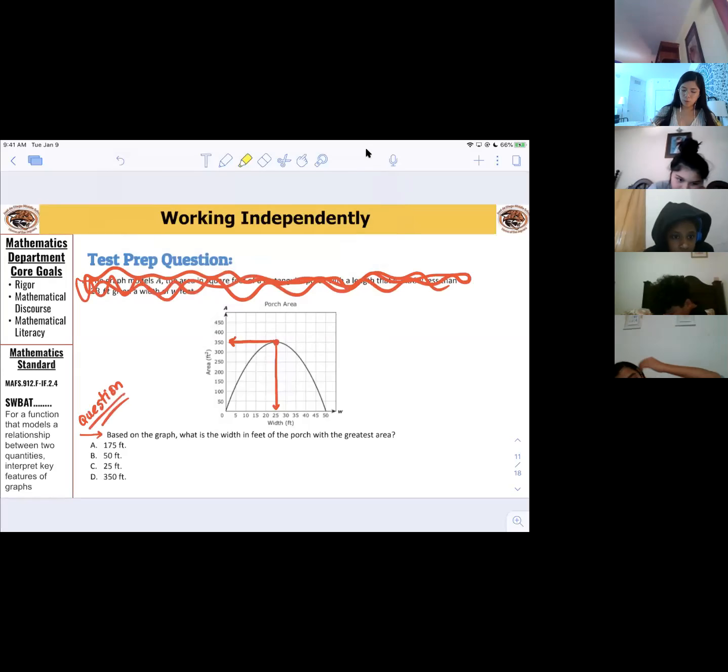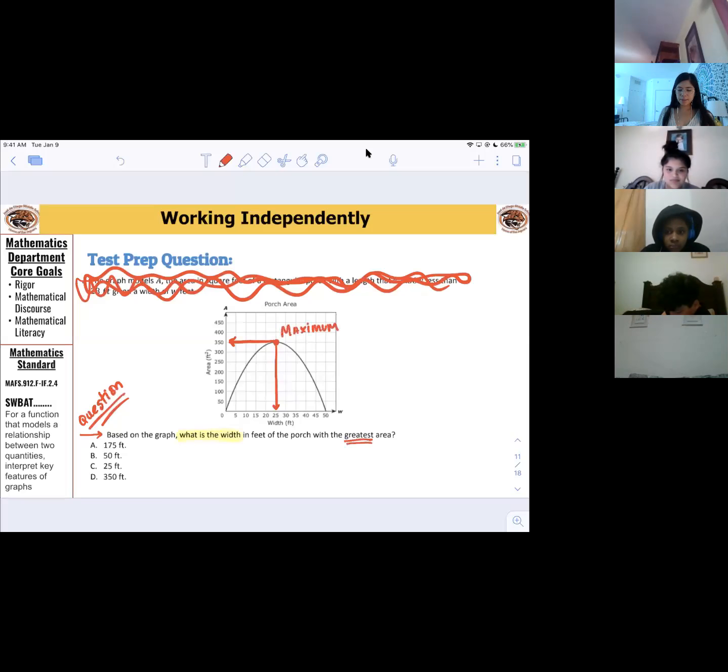What is the width? So I want to know, based on this graph, what is the width when it's at the greatest area? So what is that point, that tippity top? What do I call that? Oh, it's pretty much what's at the top is the answer. What's that tippity top called? The highest point. It has a name that starts with M. Maximum. I see. So it's asking me what is the width at the maximum.